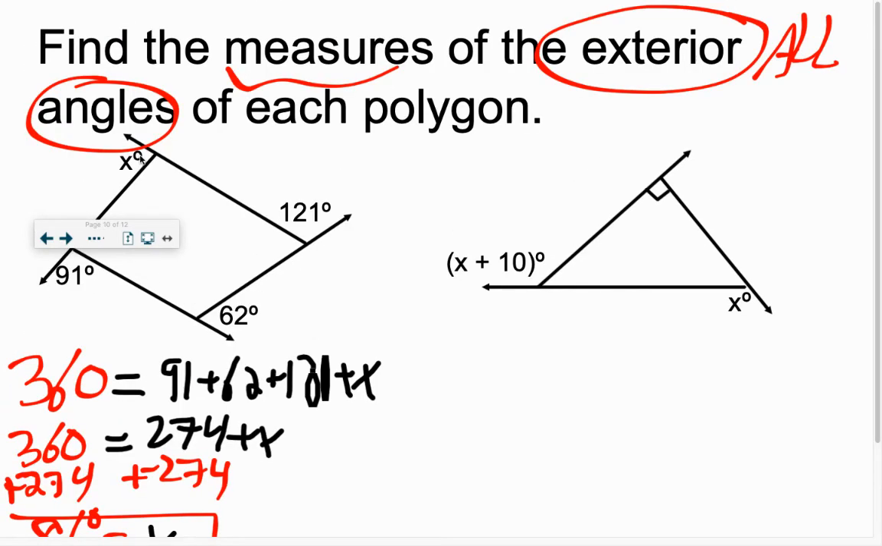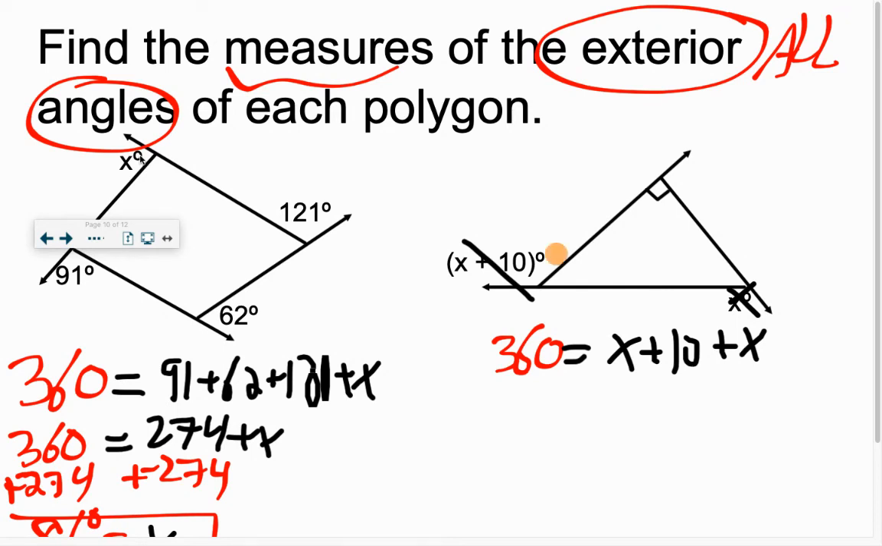Now over here, again, we're talking about all exterior angles. They're all always going to add up to 360 degrees. Now add them all up. You pick any one you want to. I'm going to start with the x plus 10. That one's on the outside. Plus x. You don't need to put the x plus 10 in parentheses. They're putting it there because of that label, degrees.